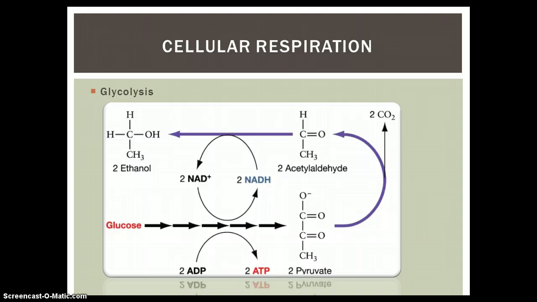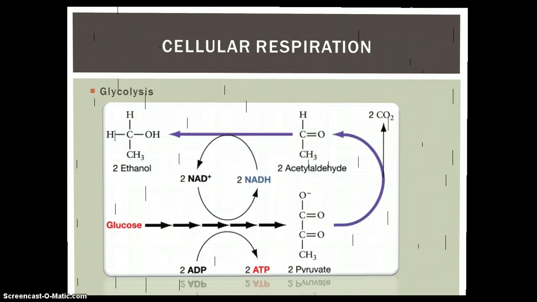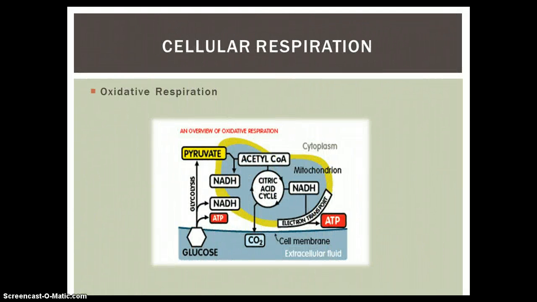If oxygen is present, glycolysis then leads us to a second process for aerobic respiration that produces a net total of 36 ATP per molecule of glucose. This second process is called oxidative respiration, and we can basically break it down into 3 main steps. The first one is the oxidation of pyruvate. Carbon dioxide splits off from pyruvate to produce acetyl-CoA and NADH.